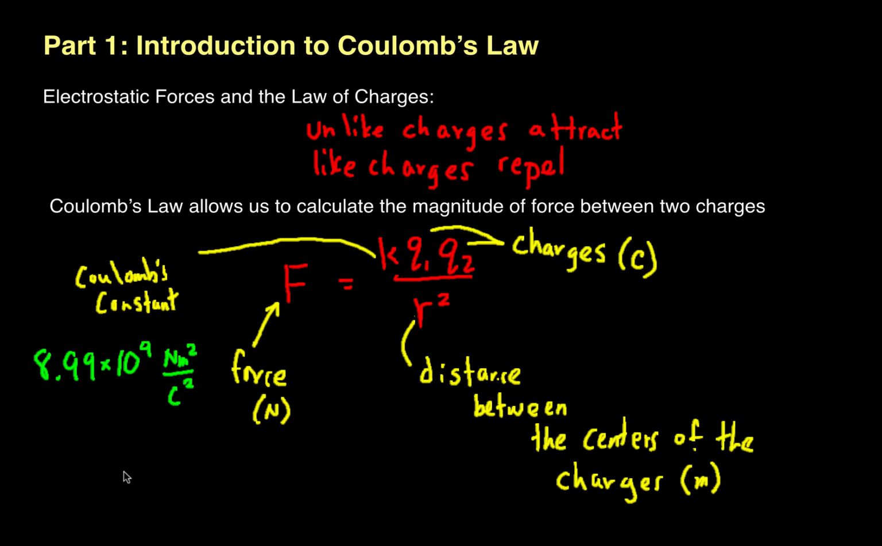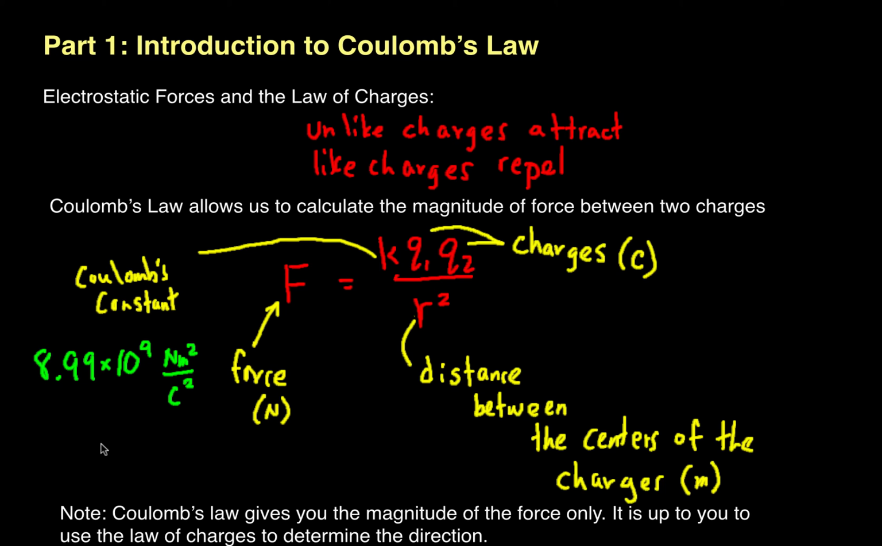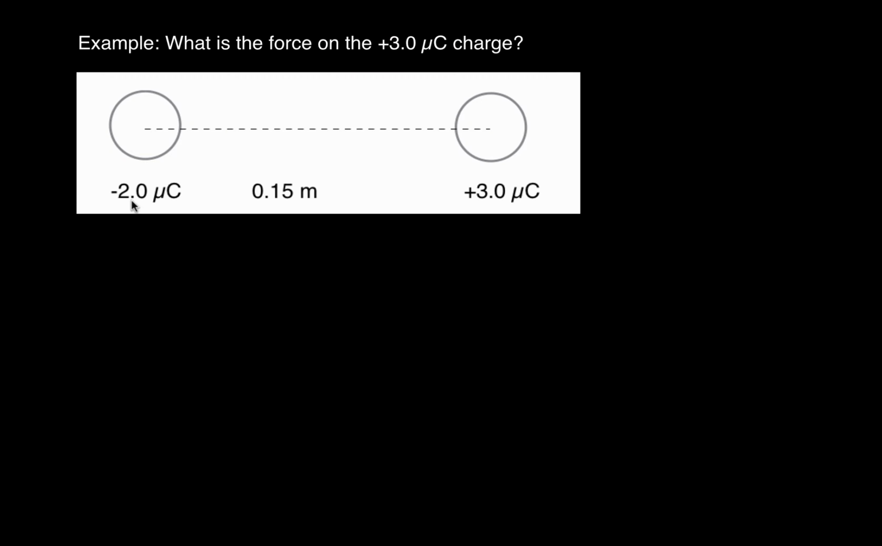Don't worry too much about those units. They're mainly there just to make sure that the units work out in the formula. Coulomb's law gives you the magnitude of the force only. It is up to you to use the law of charges to determine the direction, remembering that unlike charges experience forces towards each other, and like charges experience forces away from each other. Here's an example of using Coulomb's law. What is the force on the 3 microcoulomb charge?